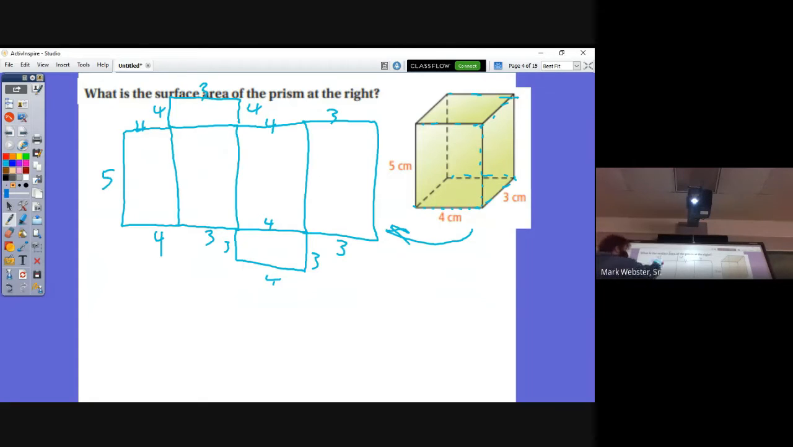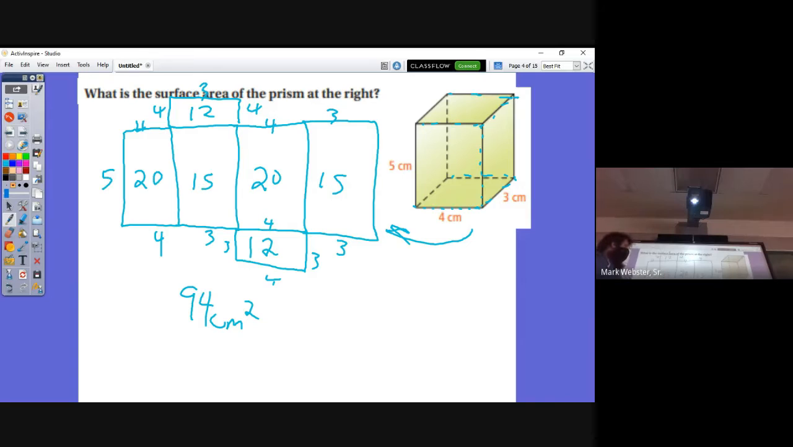So you go, all right, well, what's this? This has an area of 12. 4 by 5 is 20, 3 by 5 is 15, 4 by 5 is 20, 3 by 5 is 15, 3 by 4 is 12, right? And then you just add everything up. 20, 40, 70, 80, 94, right? And what is that, centimeters squared?